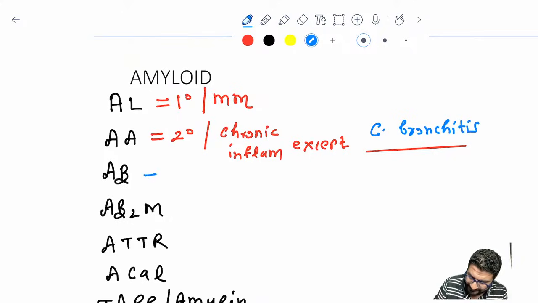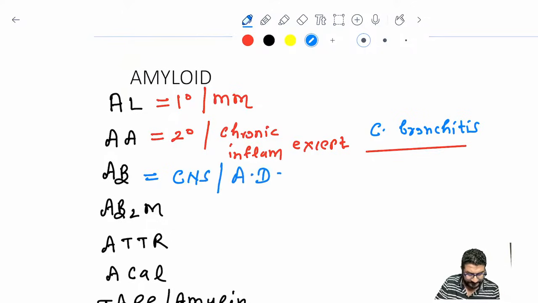Now coming to A beta, it is called CNS amyloid. This is something which we see in Alzheimer disease.